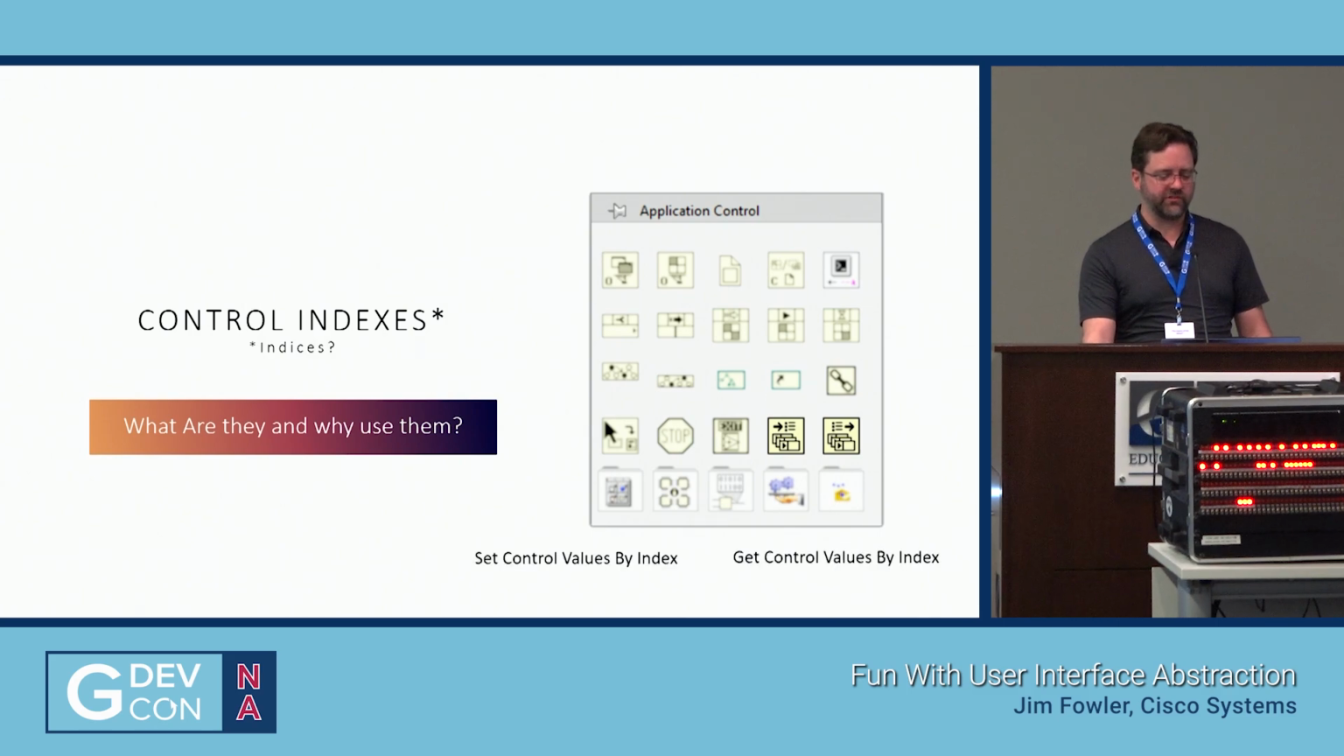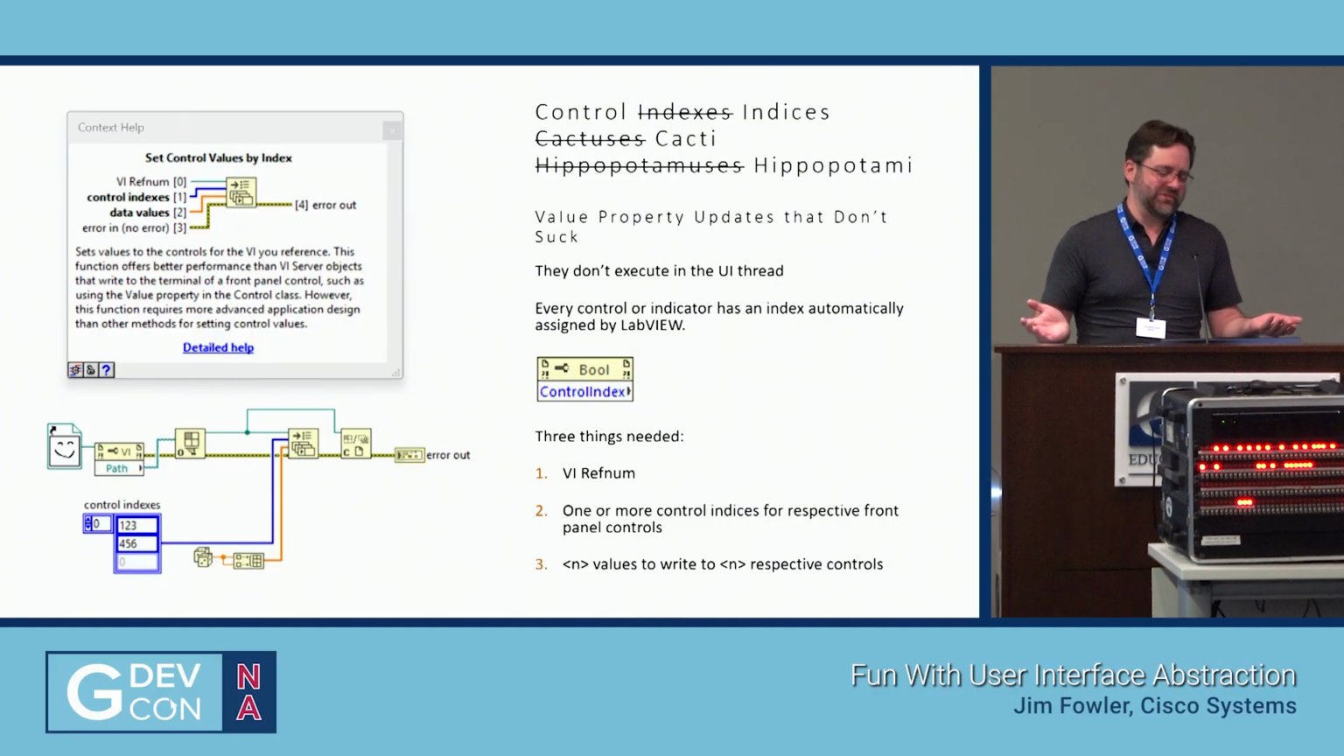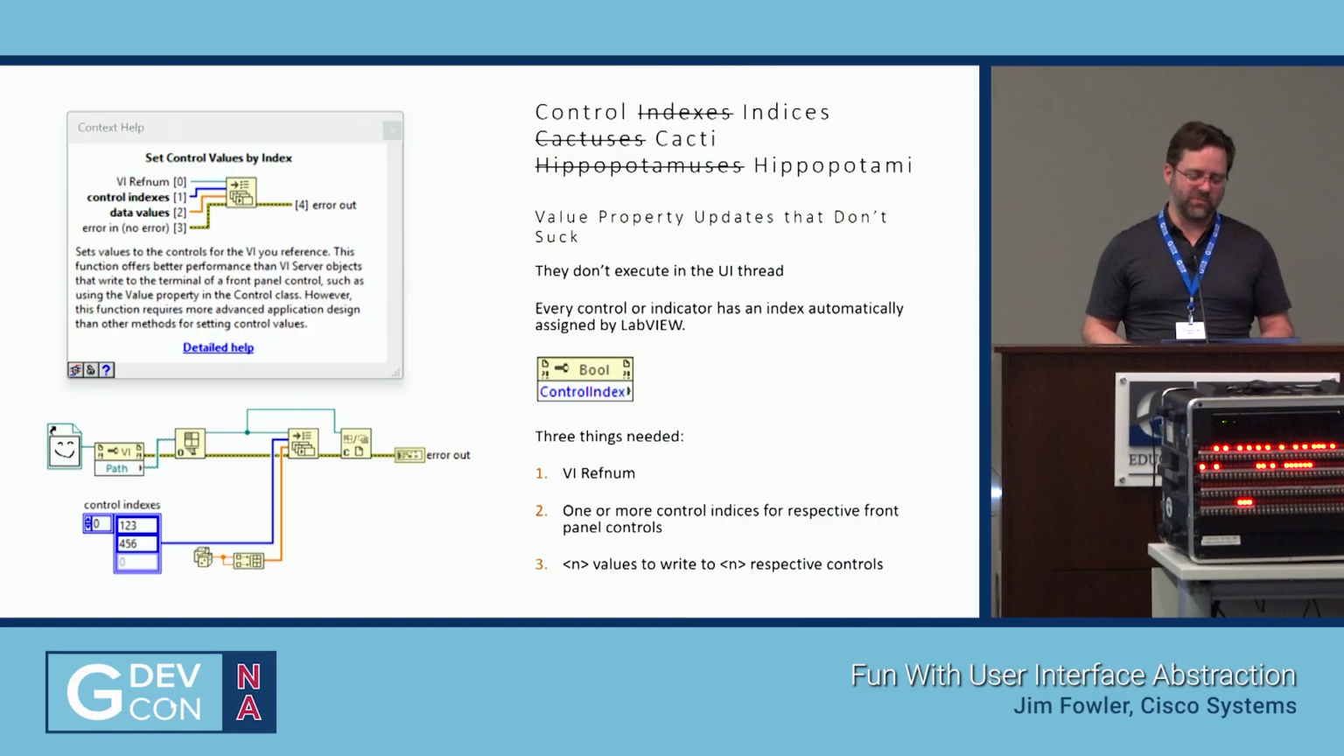So what are these two functions? I remember Tom with his keyboard presentation, he showed one of these nodes. There's one for setting controls by index, and there's one for getting control values by index. I call them control indices because it's sort of like cactuses or hippopotamuses. But they're basically like value property updates that don't suck. They're much, much faster, but they give you some of the same functionality with abstraction.